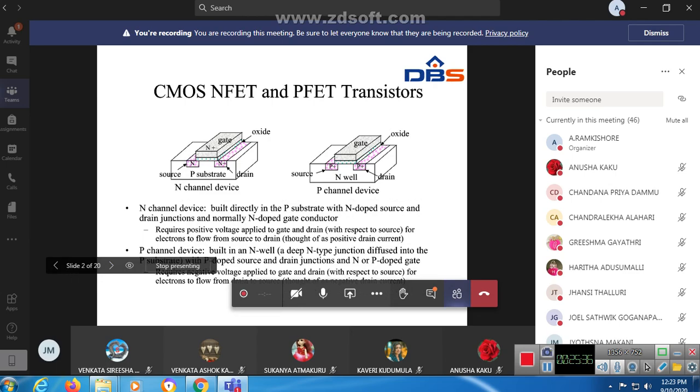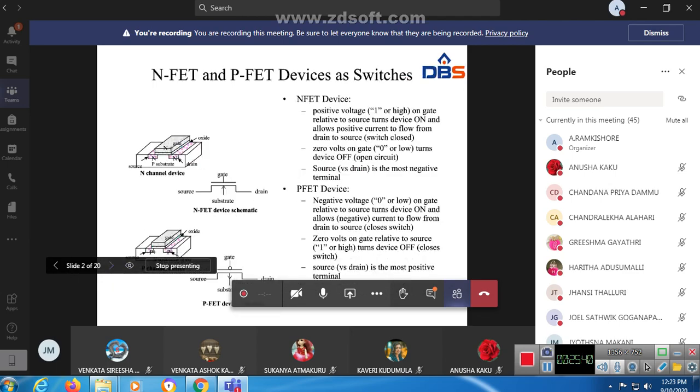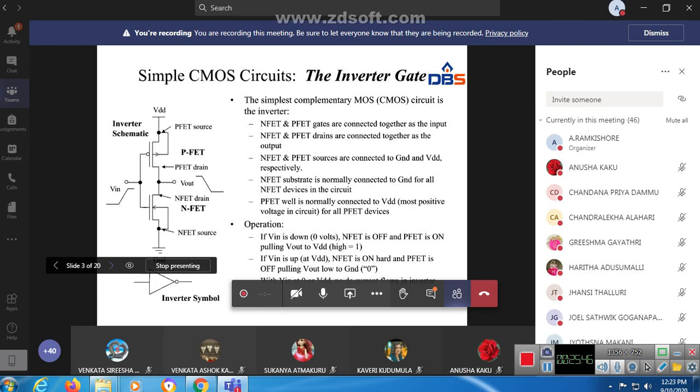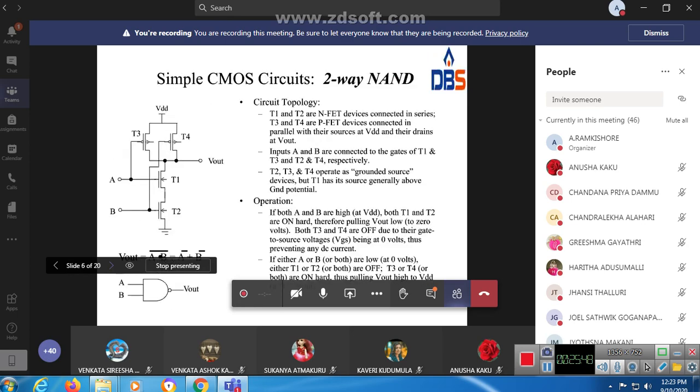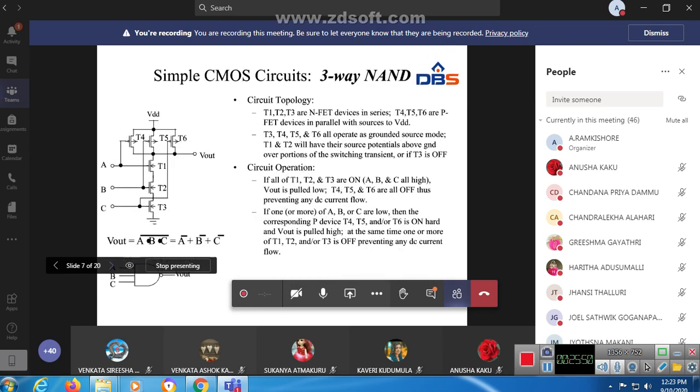So we have CMOS nFET and pFET transistors, how they form and how the nFET and pFET act as devices. These are the simple CMOS circuits.